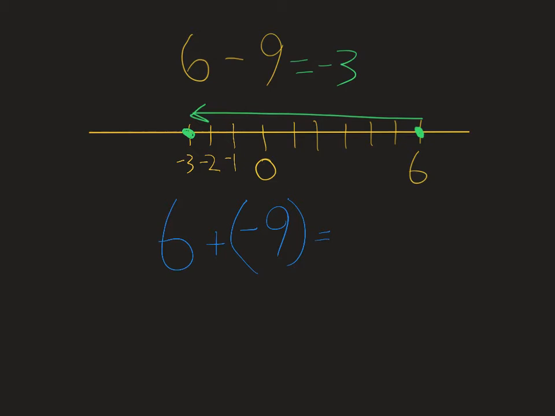And what if we did this? Let's do a different problem that's actually an addition. 6 plus negative 9. Again, we start at 6 and plus negative 9, meaning we're going to hop those 9 units. 1, 2, 3, 4, 5, 6, 7, 8, 9. 9 units of hops puts us in the exact same place. And how interesting. Somehow when I subtracted 9 from 6, I end up at negative 3, but when I add negative 9 to 6, I still end up at negative 3.